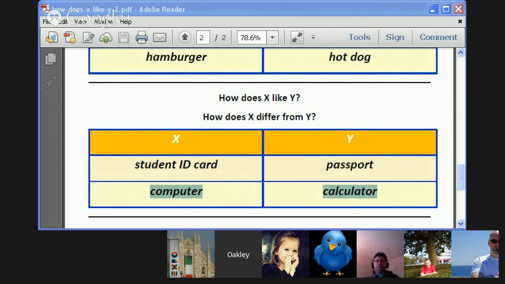They are both the same because they are both electronic object systems, and the difference is that a computer you can use it to explore websites or when you want to write something, while a calculator you can use this to make, for example, mathematics.